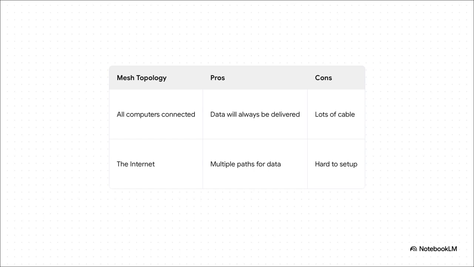In a true mesh network, every single computer is connected to every other computer. Yeah, it's complicated, it's expensive, but it is incredibly robust. Why? Because if one connection fails, the data just says no problem and finds another path. This exact redundancy is why the internet is so resilient. There's no single point of failure that can bring the whole thing crashing down.